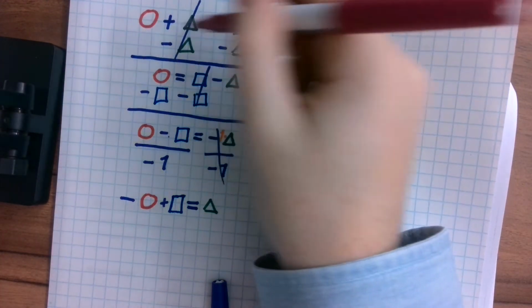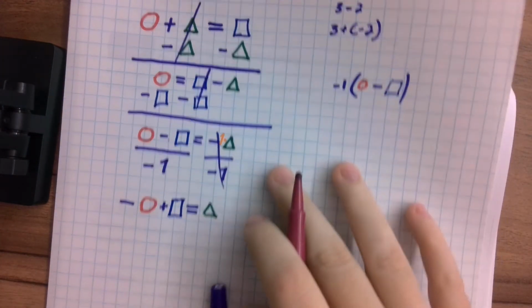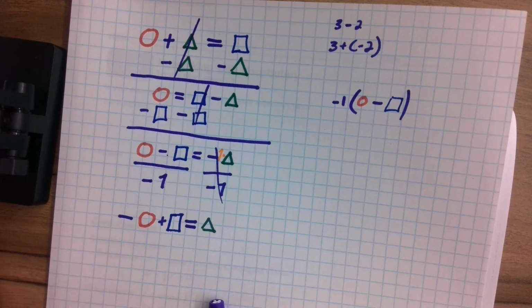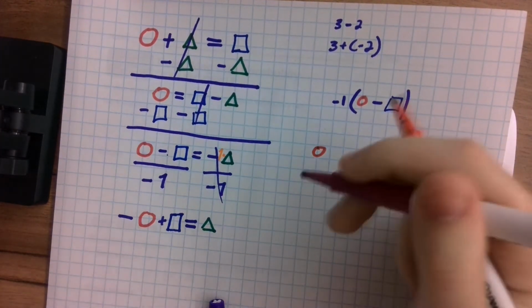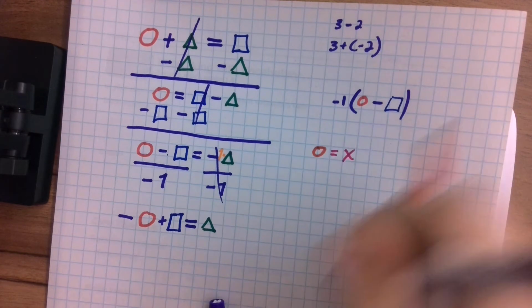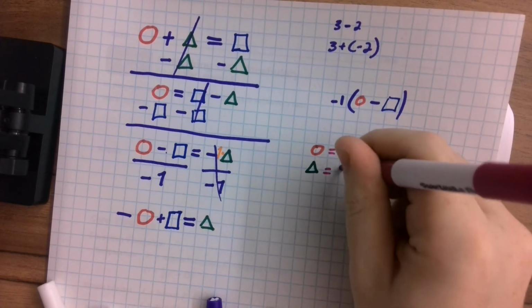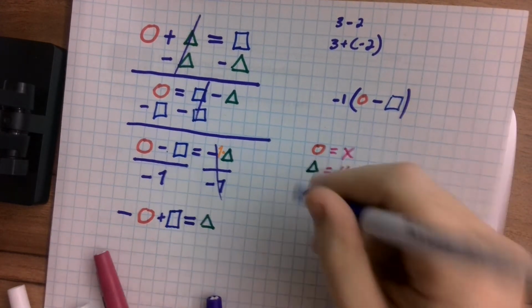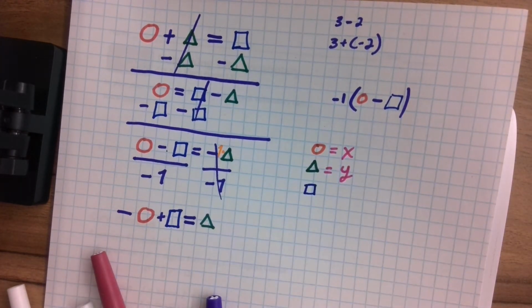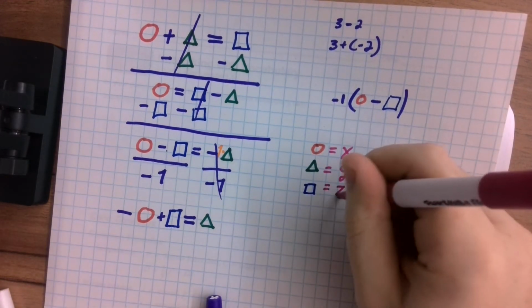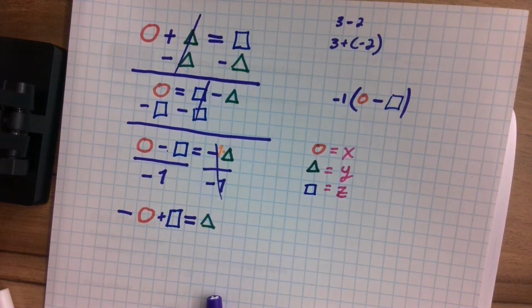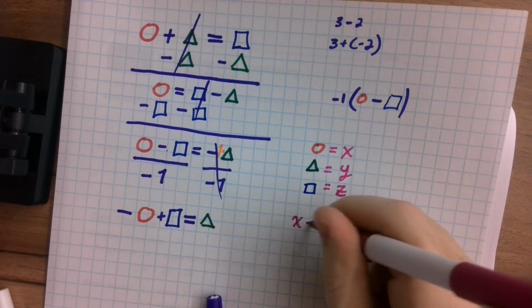Let me give you another example that'll look a lot like this. Let's say instead of a circle, we had the letter X. Instead of a triangle, we had the letter Y. And instead of a square, we had the letter Z. Then this might look a little bit more familiar.